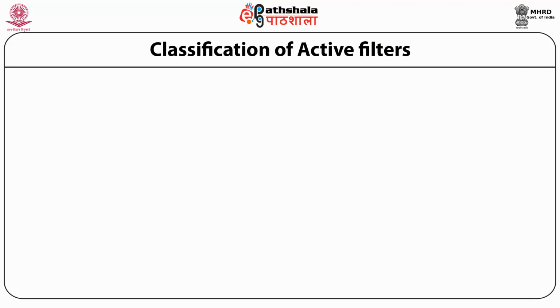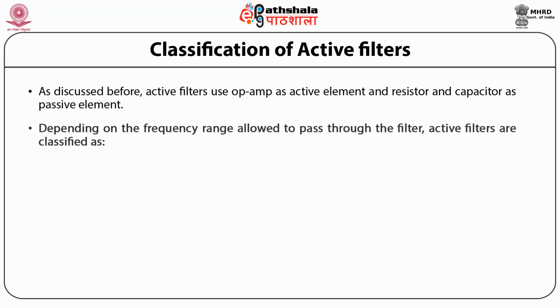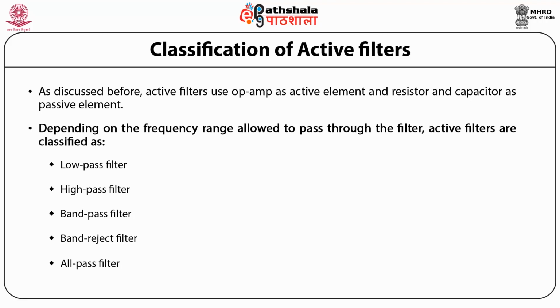Let us now study the classification of active filters. As discussed before, active filters use op-amp as active element and resistor and capacitor as passive element. Depending on the frequency range allowed to pass through the filter, active filters are classified as number 1, low pass filter, 2, high pass filter, 3, band pass filter, 4th, band reject filter, and 5th, all pass filter.